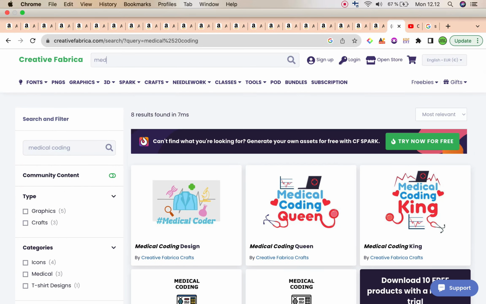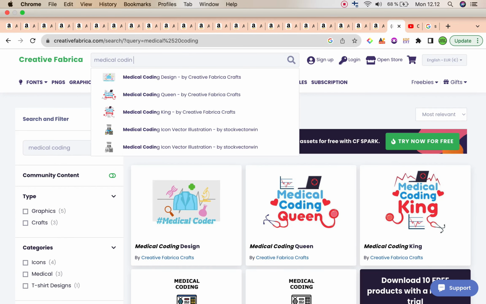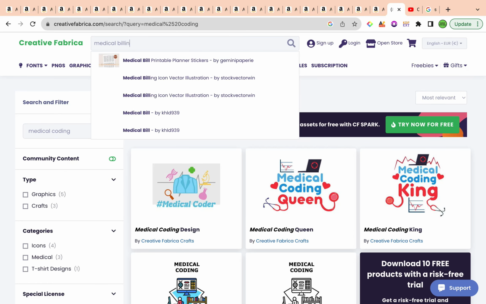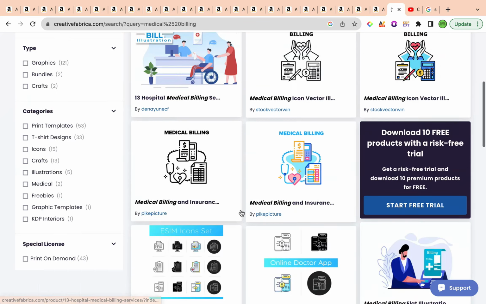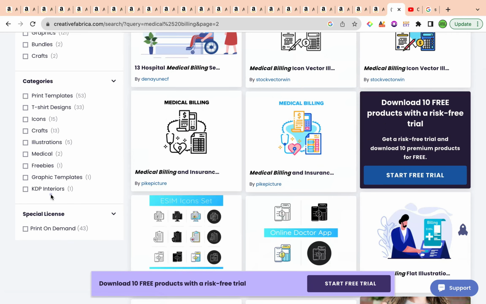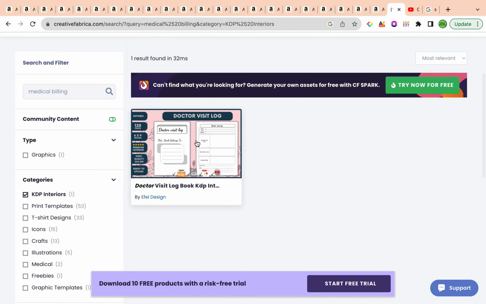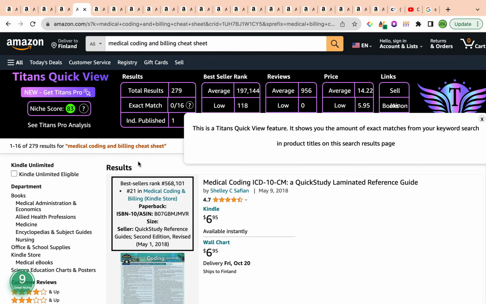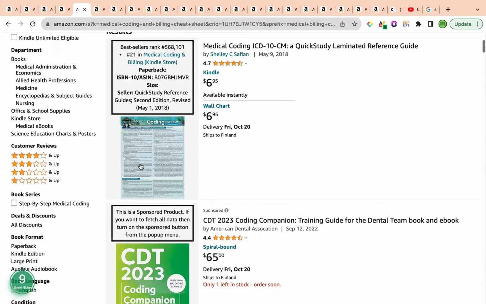Unfortunately, just simple text as well as some graphics that you may be able to use. Let's go to medical coding, medical billing, and see what comes up. Hopefully we have some interiors to work with, and if not, then we can also have a second option, which is filtering according to KDP interiors. This is a doctor's visit, so it's not really specifically focused on medical billing, but it's another thing we can try if we come across a keyword with massive potential in regards to profitability. We're not going to give up on this just yet.